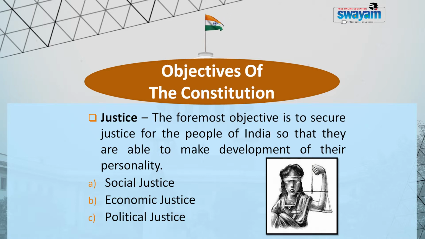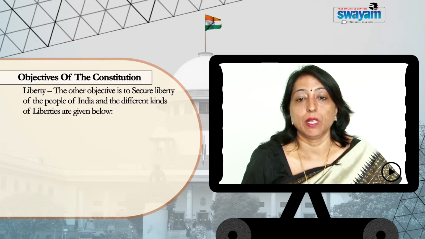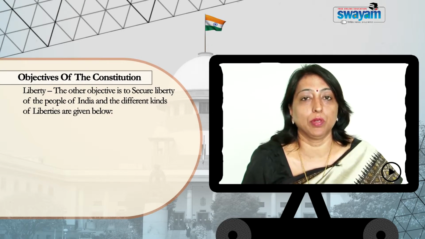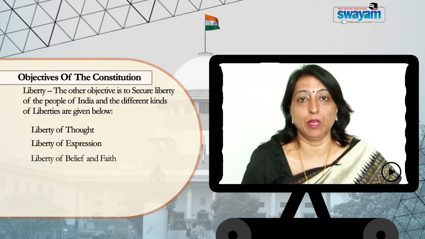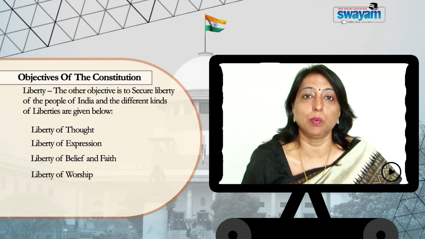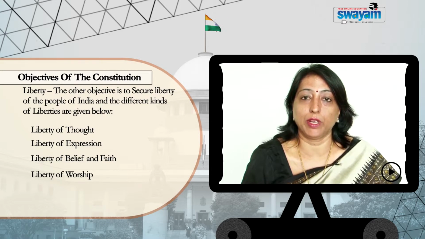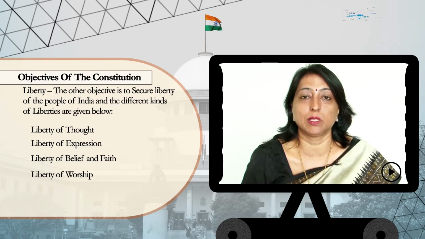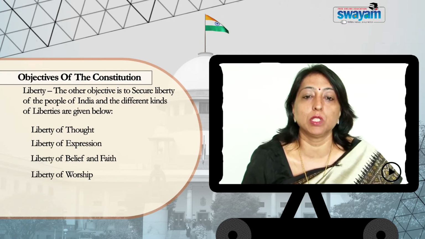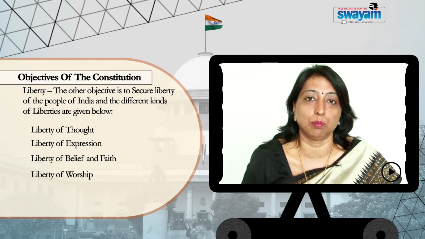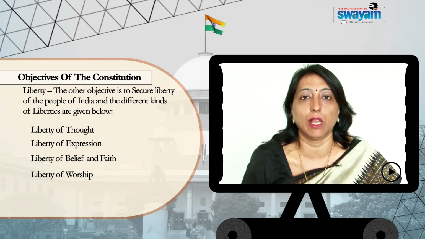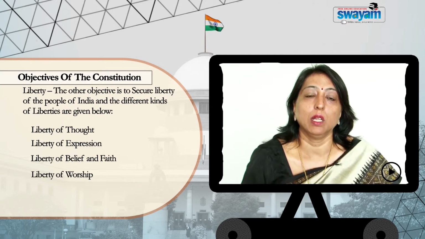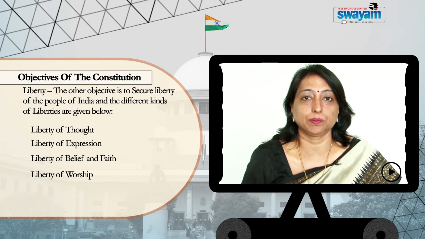Another important objective is to secure liberty. The liberty can be of different kinds: liberty of thought, expression, belief, faith and worship. All people of India have the right to express their faith and their expressions. They have the liberty of thought and to worship whatever religion they feel like following. This is enshrined in Article 19 of the Constitution, guaranteeing liberty to the people of India.